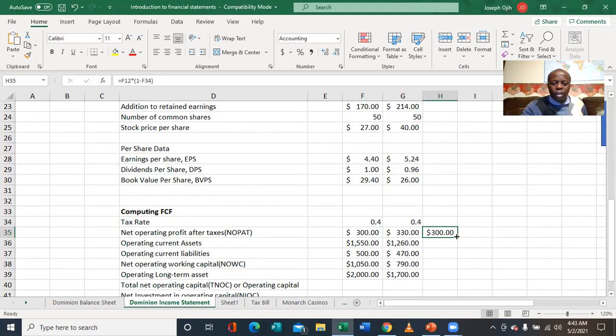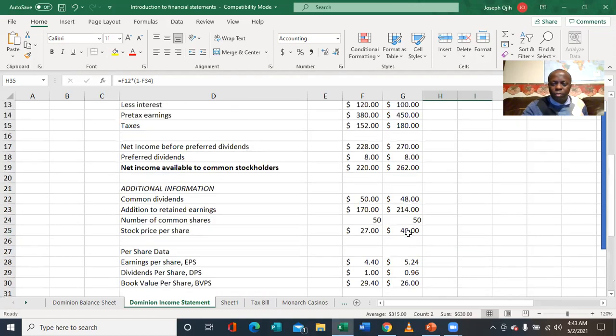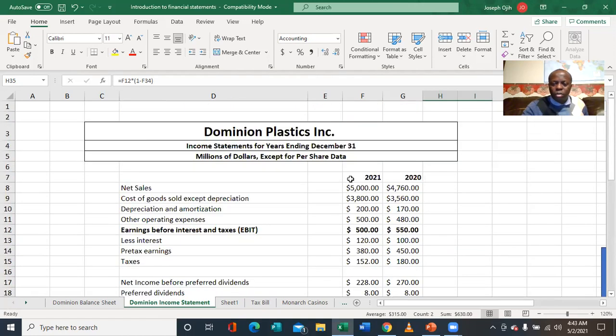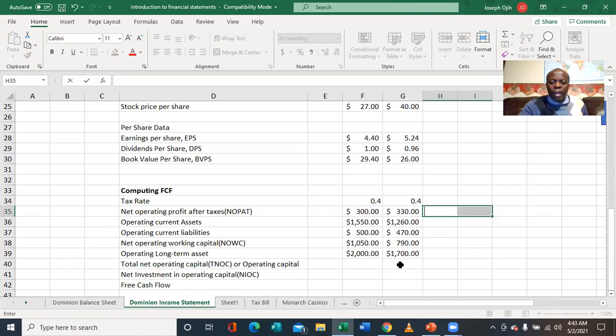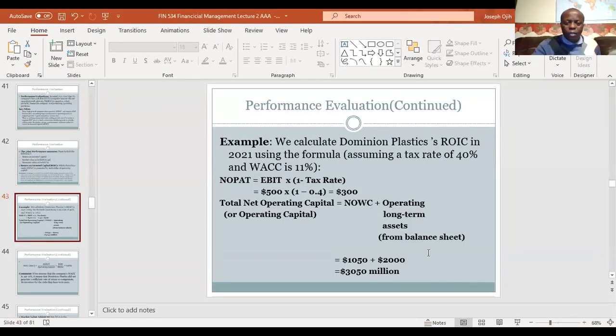Okay. Now, if you copy it to the next cell, to calculate for the year 2020, because this one is 2021, we copy it to calculate the same for 2020, which is what you have here. So since we have it already, you can see how it's calculated. I have the same thing in the PowerPoint. You can see right here, 500 million times 1 minus 0.4, which is 300.